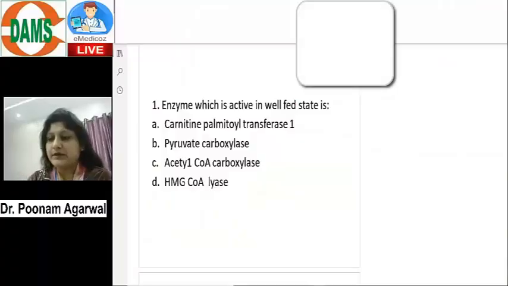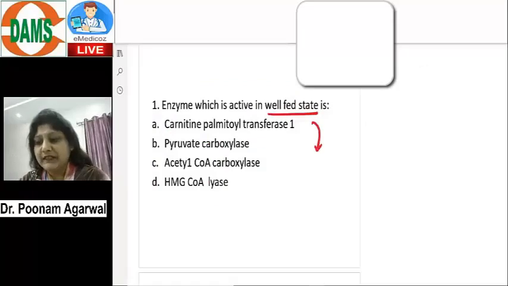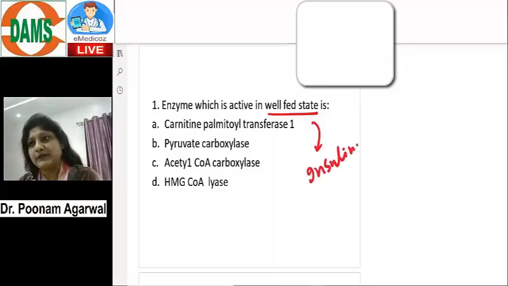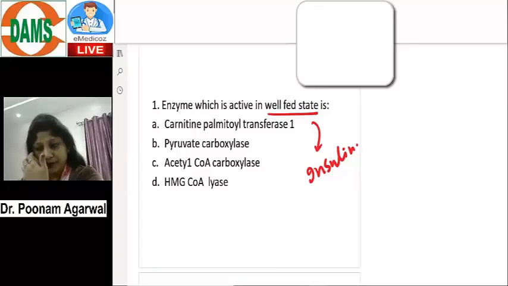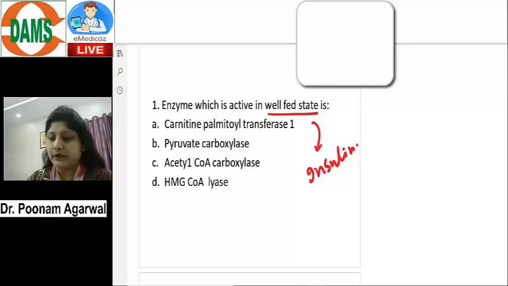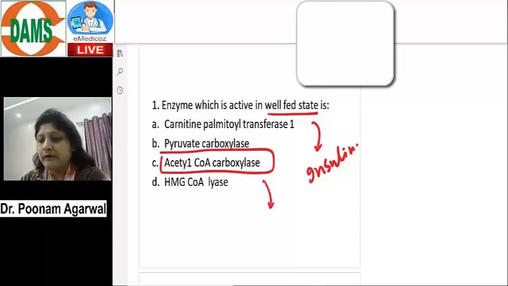The first question is: which enzyme is going to be active in the well-fed state? Well-fed state means the presence of glucose and then the presence of insulin. So we have insulin in the well-fed state. In the fasting state or starvation, we have glucagon instead. Now we'll see which enzyme is going to be active in the presence of insulin. And the answer is going to be acetyl-CoA carboxylase enzyme, which is the rate-limiting enzyme for fatty acid synthesis.